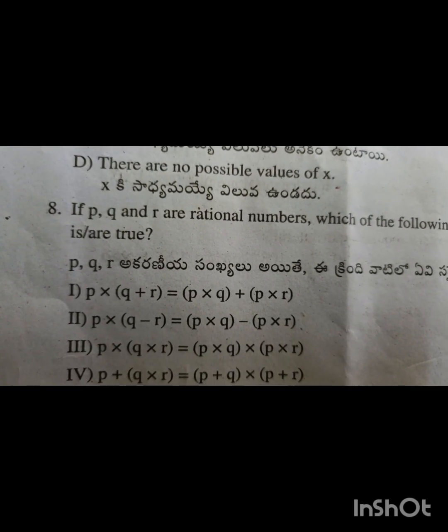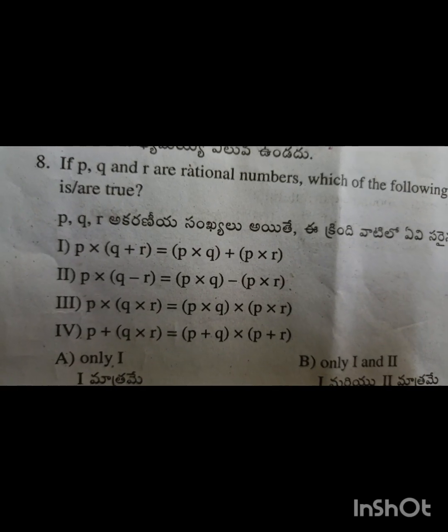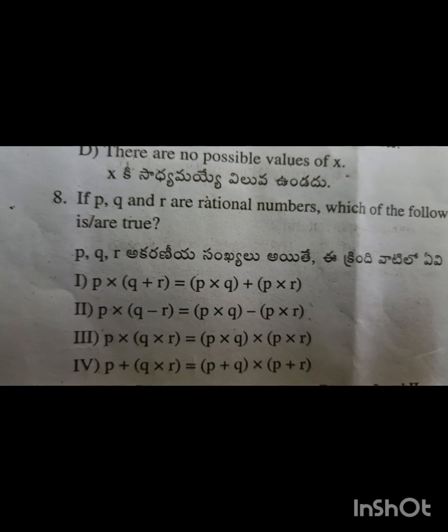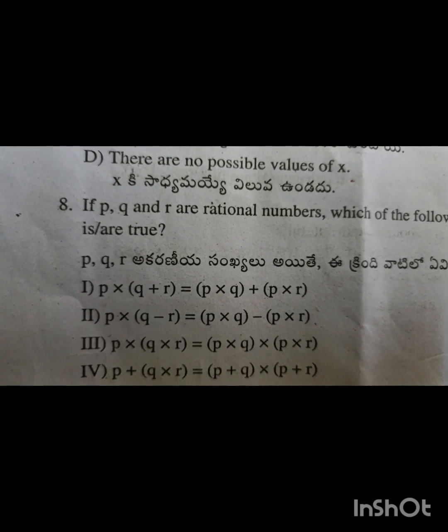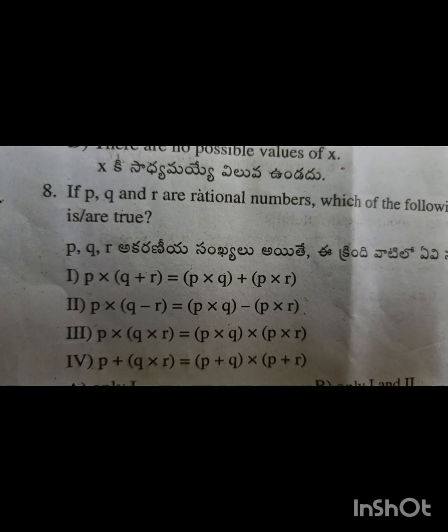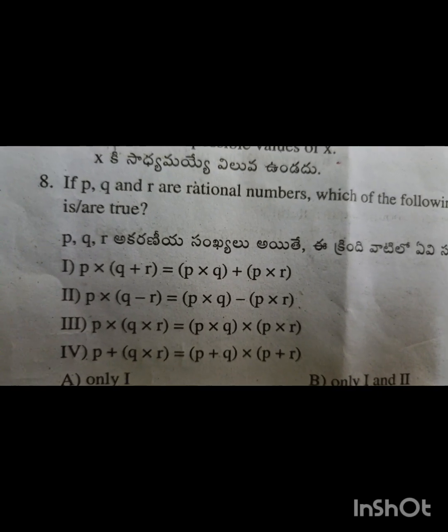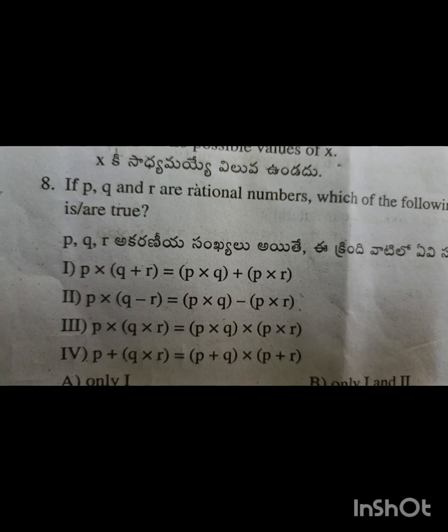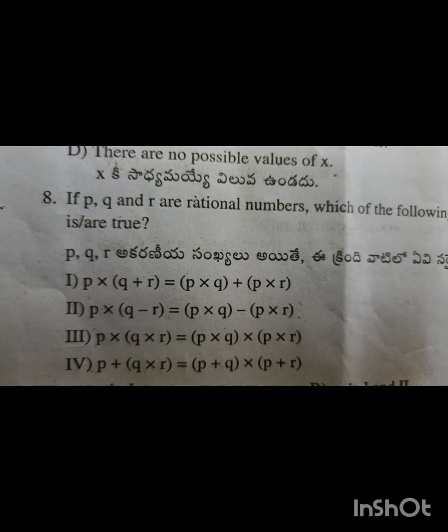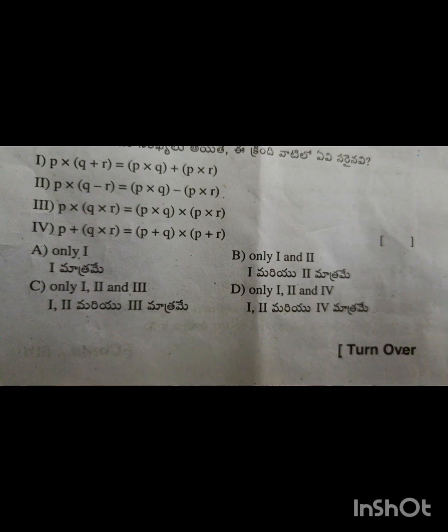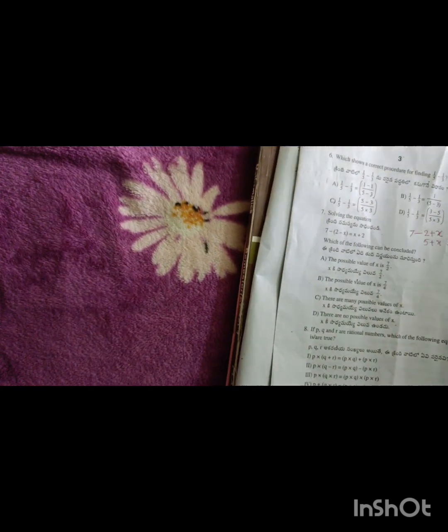This is the distributive property over subtraction, which is also true. P into Q into R is equal to P into Q into P into R. This is the wrong one, because multiplication is not distributive over multiplication. P plus of Q into R equal to P plus Q into P plus R is also wrong. Therefore, 1 and 2 are correct. Among the options, only 1 and 2, only 1, 2 and 3, only 1, 2 and 4, so option B is the right answer for question number 8.